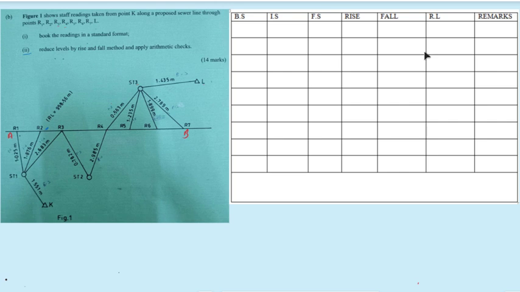So this is what we are required to book in our standard format, in our tabulated data, where we are going to book the rise and fall, and also the back site, intermediate site, and the reduced repo. To start with, we are starting with station 1, and the first reading taken is 1.551, which is a back site, because all the time when you're doing survey work, the first reading is always a back site. I'm going to book it here as our first reading.